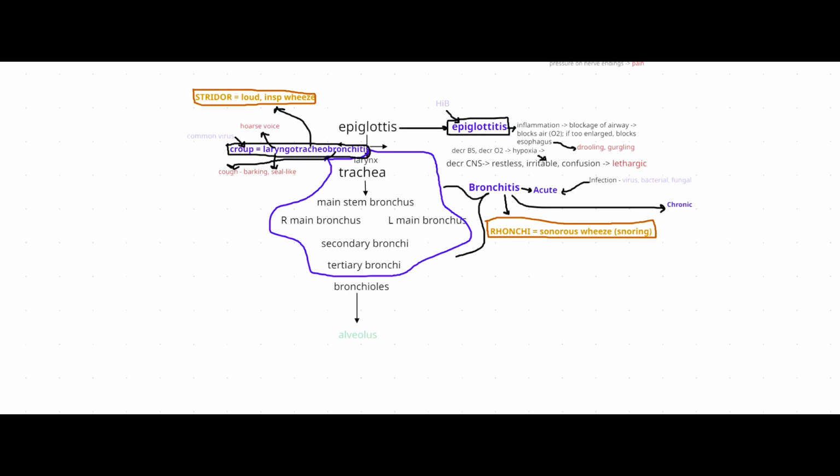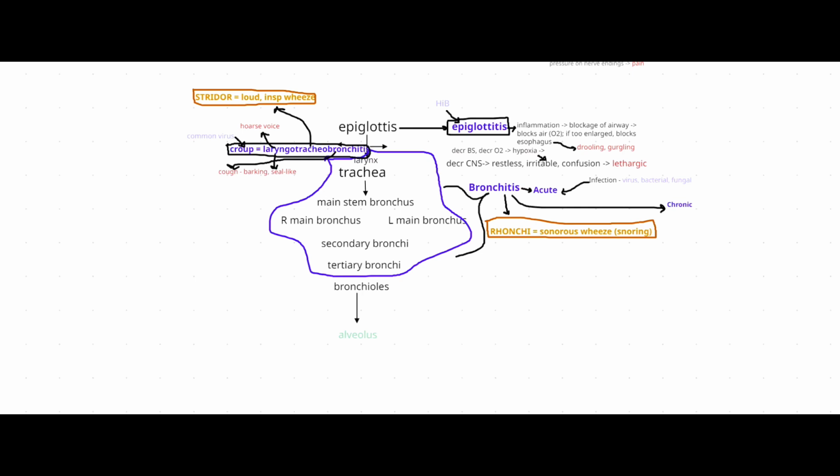So we talked about laryngotracheal bronchitis, God bless you, wherein we break down this word into three. And again, this is commonly known as croup. In laryngotracheal bronchitis, we have the laryngitis, which causes the hoarse voice. We have the tracheitis, which causes the stridor, which is a loud, typically inspiratory wheeze. It could be biphasic. Biphasic means in and out if it's really bad. And then we also have bronchitis as part of that.